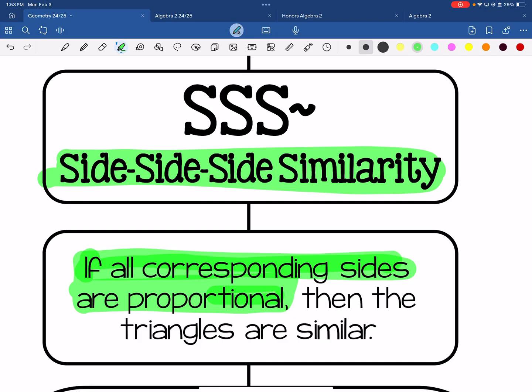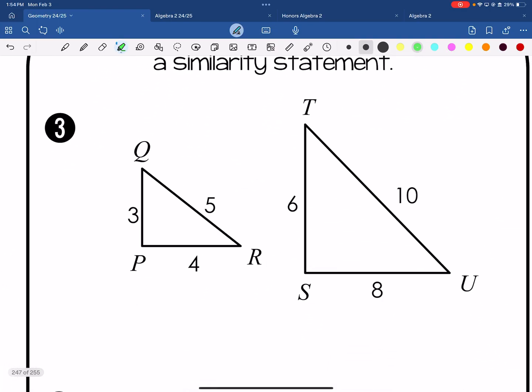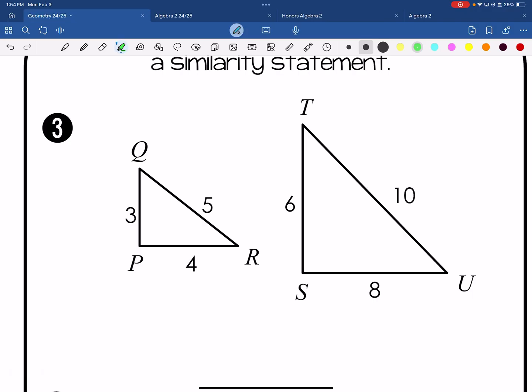Okay, so side similarity says all corresponding sides are proportional. If that happens, then they're similar. So this one's pretty easy to identify if it's the one you're trying to get. If you have 3 sides from one and 3 sides from the other, then you're trying to see if the sides are proportional to each other or not. So here's our first one. We have triangle QPR and triangle TSU. We want to determine if they're similar or not, and then write the similarity statement.